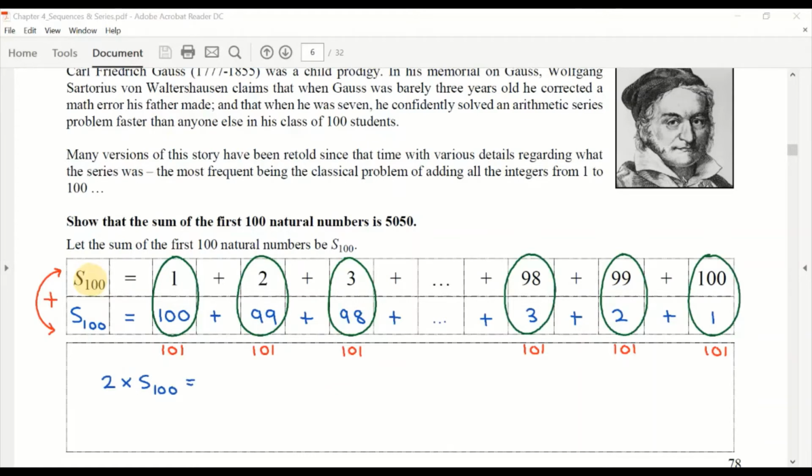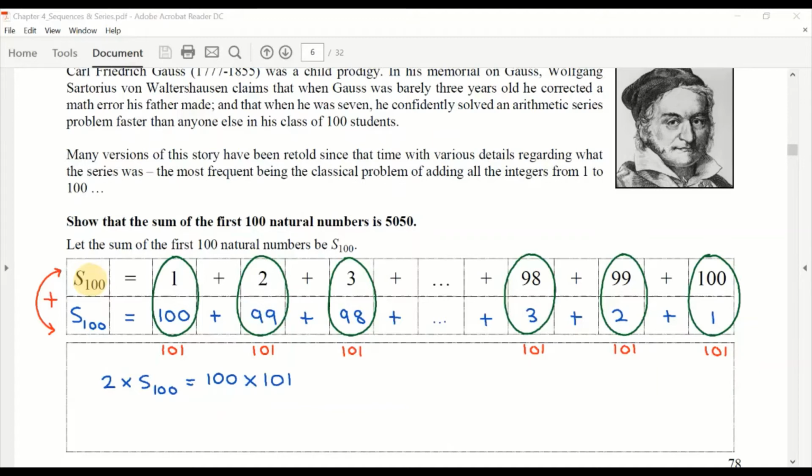Now, on the right-hand side, we just have to consider how many numbers we've got. Well, that's staring at us. These are natural numbers, so they count for us how many terms we have. So we've got 100 terms. But we've got 100 lots of 101, because each of those sums is worth 101. So we have 100 101s by adding both series together. I hope that makes sense.